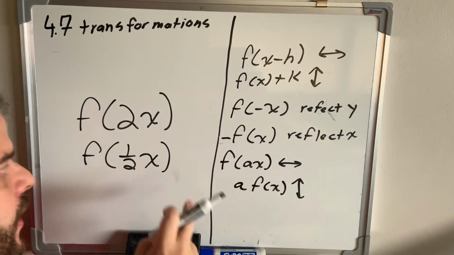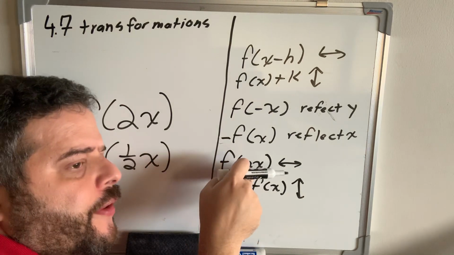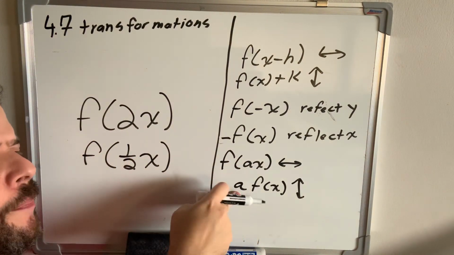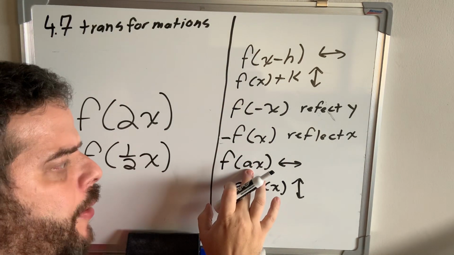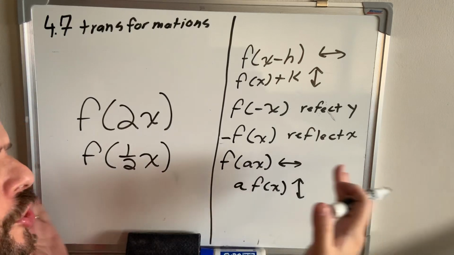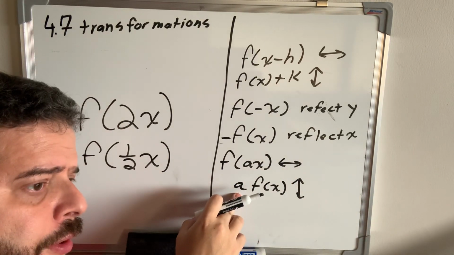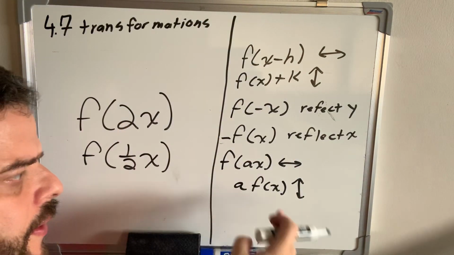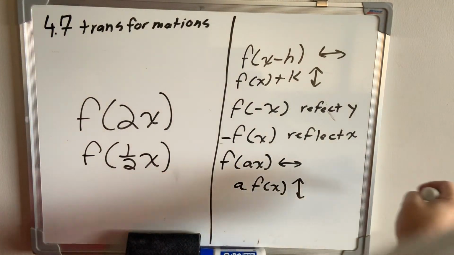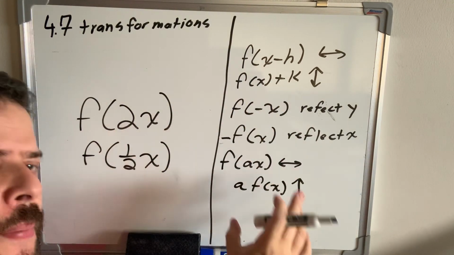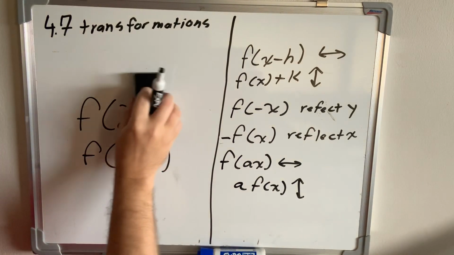Again, it's the opposite. Outside the parentheses, vertical. Inside the parentheses, horizontal. Outside the parentheses, bigger than 1, stretch. Inside the parentheses, bigger than 1, shrink. Outside the parentheses, smaller than 1, vertical shrink. Inside the parentheses, smaller than 1, horizontal stretch. It's the opposite. Now that we have the theory down, let's go over a couple of examples.